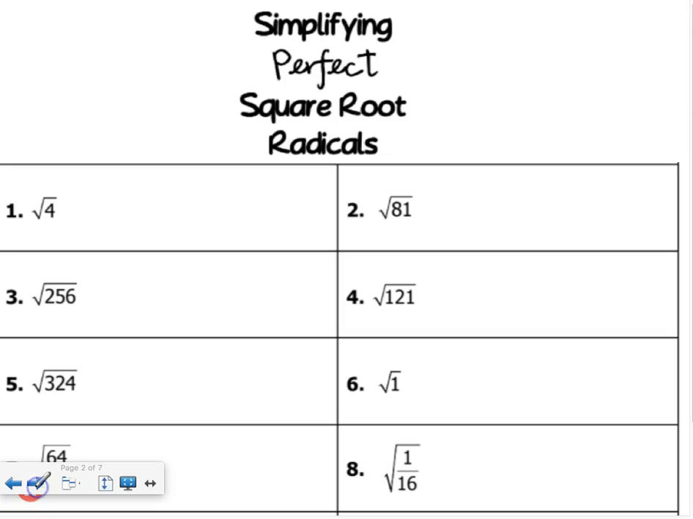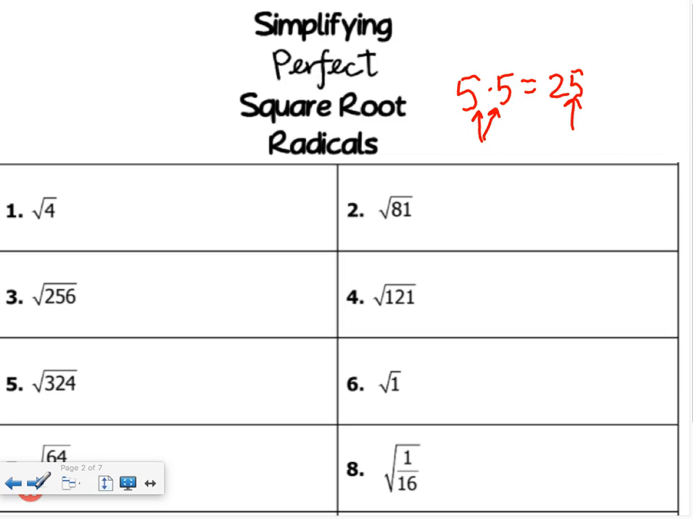So we are going to practice simplifying perfect squares. Remember, a perfect square is a number that is found by taking a number and multiplying it by itself. So if I had 5 times 5, 25 would be a perfect square because I took the same number by itself and got 25. Okay? Hopefully you've seen these before. I hope this isn't anything super new to you. But we are going to go through and find out what these perfect squares are.